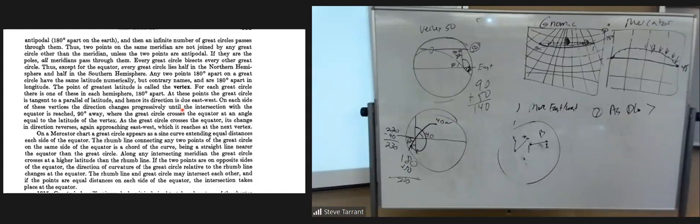Two points on the same meridian are not joined by that unless the two points are equal. If they are poles, the meridians pass through them. Every great circle bisects every other great circle. Thus, except for the equator, every great circle.